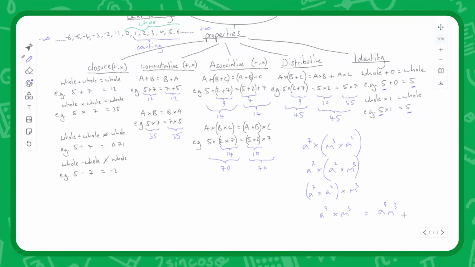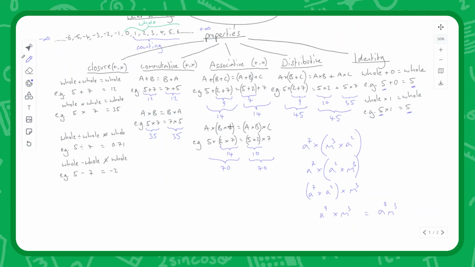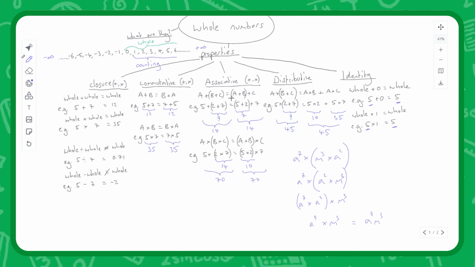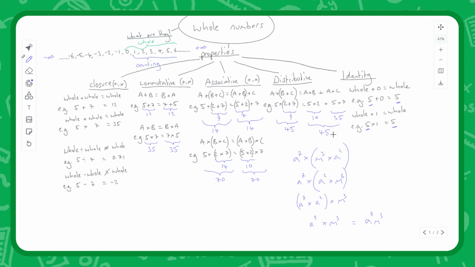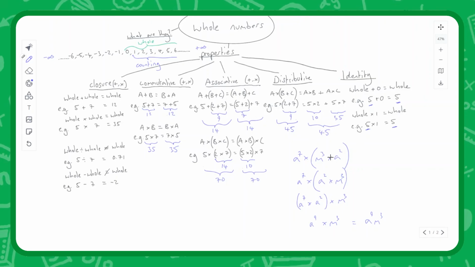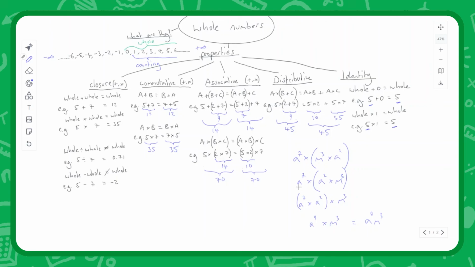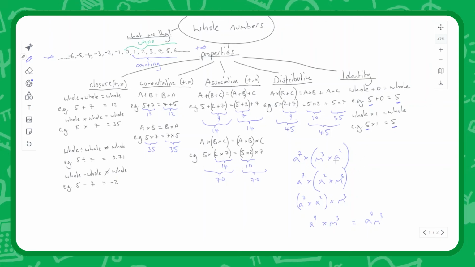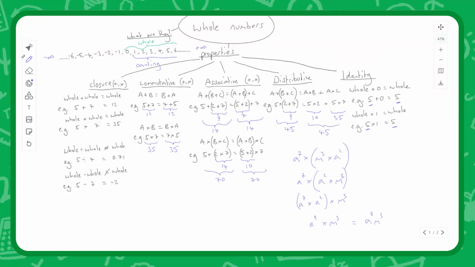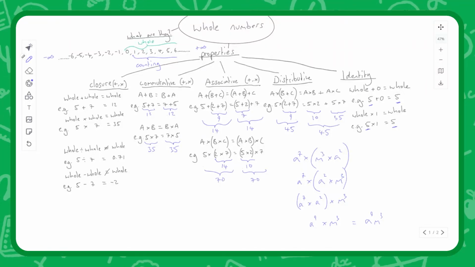So that's how we can use the properties of our whole numbers as a tool to help us. So seemingly completely unrelated questions, right? It's just as applicable here as it is with many other topics. So that is a brief summary of whole numbers.